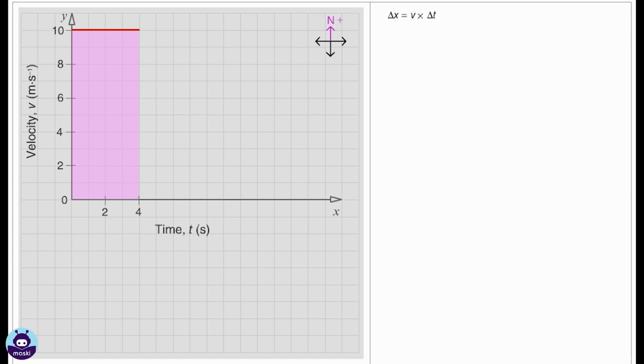If we observe the graph carefully, the shaded region is the area of a rectangle. Its area is given by the length times the breadth. This gives the displacement of the object between t equals 0 second and t equals 4 seconds.